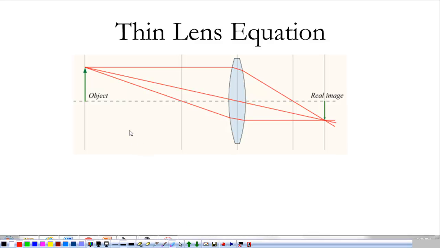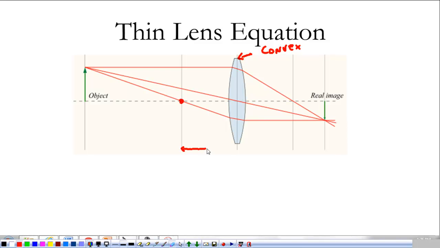Today we're continuing our discussion of refraction through lenses by talking about the thin lens equation. We're going to take exactly what we were doing before and put numbers to it so we can calculate these things. For the thin lens equation, we have our convex lens, we have an object, and we have our image. It's a real image because we're outside of the focal length. And as you can see, this ray passes through this point.